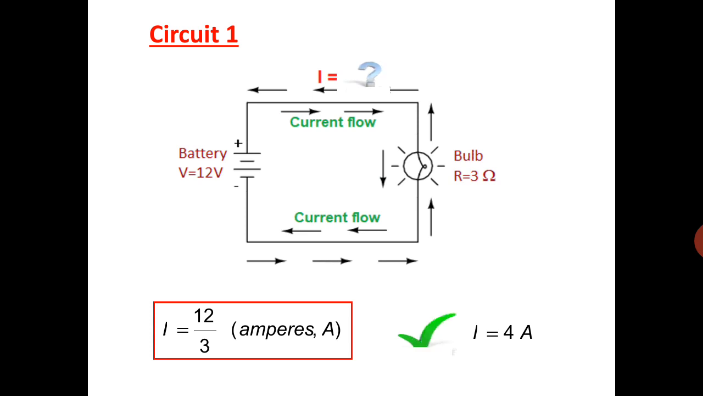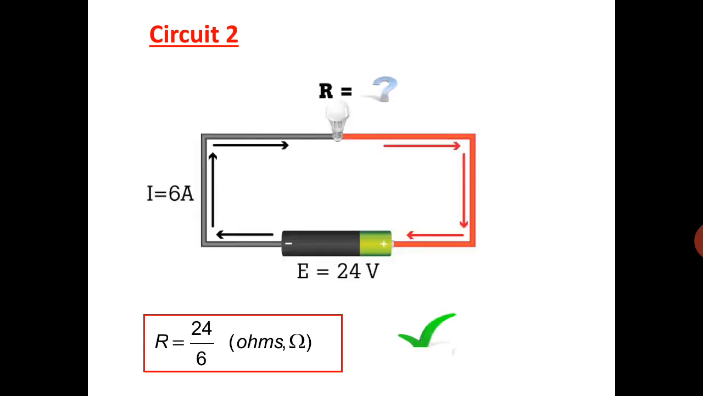We'll go to the next circuit. In circuit 2, you are going to identify the resistance. It is a similar kind of circuit to the one I showed in circuit 1. Here they are asking you to identify the resistance of the bulb.